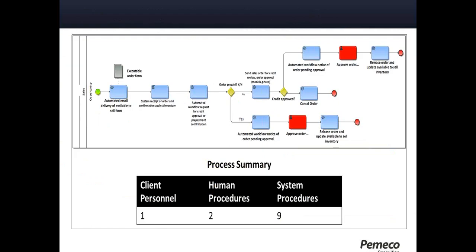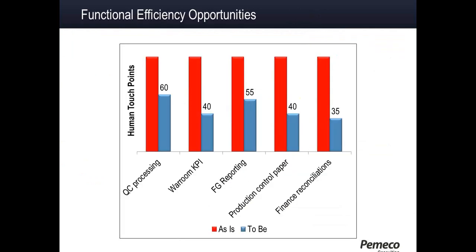Now, we had that flow chart earlier that showed 11 human procedures. With the introduction of an executable order system on that same process, we've now taken this down to 1 person and 2 procedures, and 9 of those process steps have now been systemically supported, so that we only have 2 human touch points instead of 11. Again, these are samples of what we actually deliver to clients.